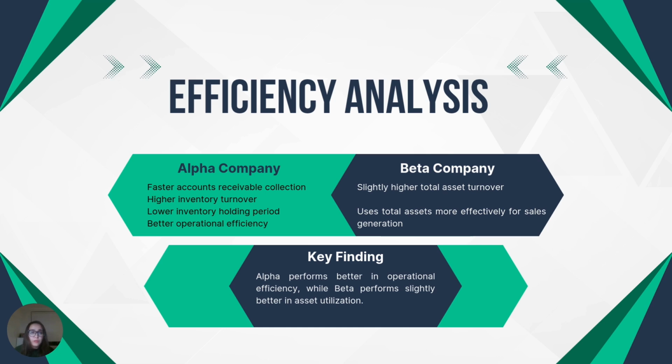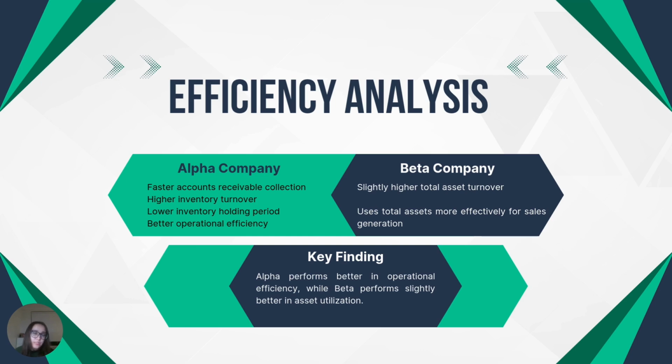And then we talk about efficiency analysis. Alpha company has faster accounts receivable collection and also higher inventory turnover and lower inventory holding period and better operational efficiency. And about the Beta company, we could see slightly higher total asset turnover and it also uses total assets more efficiently for sales generation.